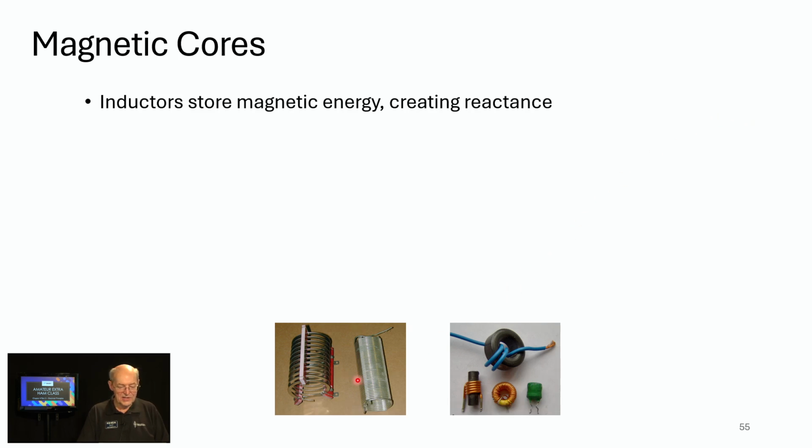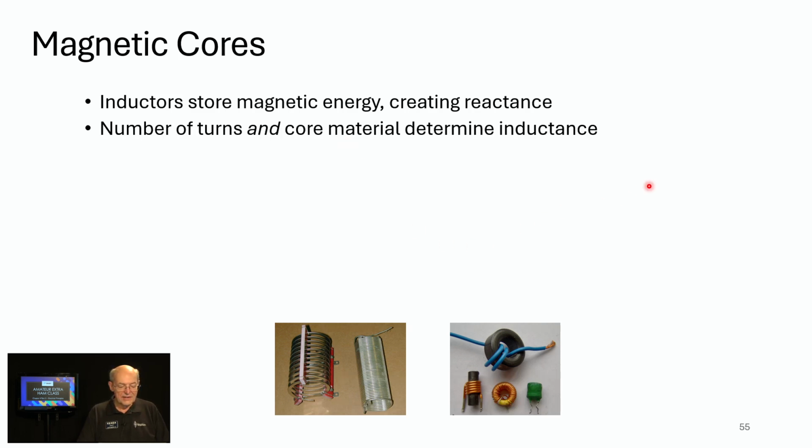So magnetic cores. Here's some, this is called an air-wound inductor, a little hard to see maybe. And these are some other kinds of inductors that are wound around different kinds of cores. So what do inductors do? They store magnetic energy, creating reactance, inductive reactance. And how much? It's dependent on the number of turns and the core material. Different core materials will give you higher values of inductance for the same number of turns.